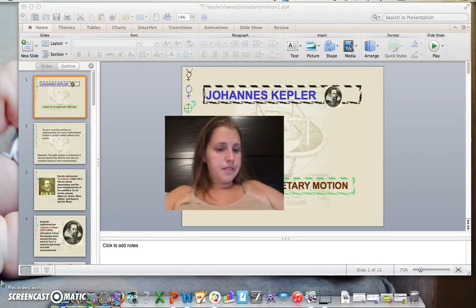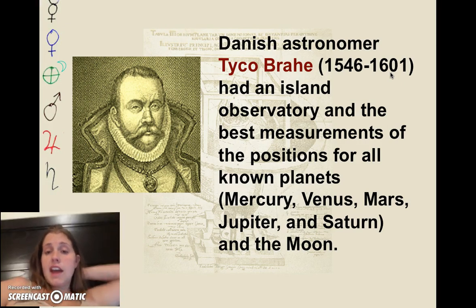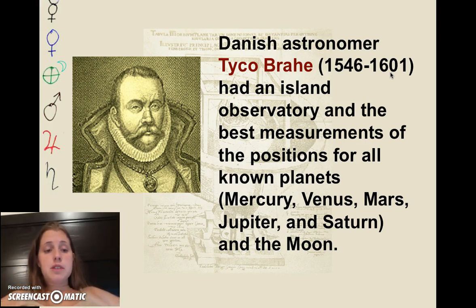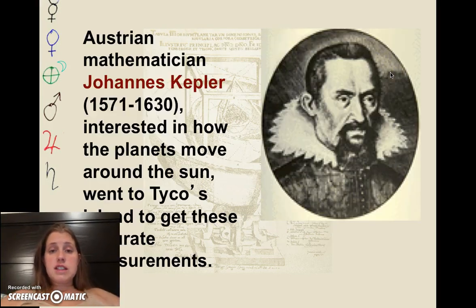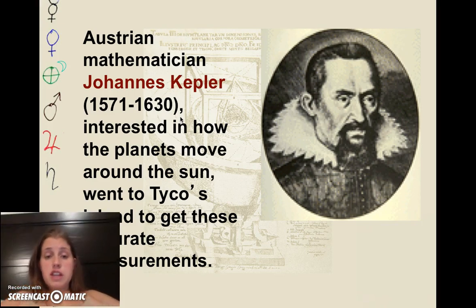So we'll start here. Danish astronomer Tycho Brahe, 1546 to 1601, had an island observatory, and he was able to get the best measurements of all the positions for the planets as well as the moon through his observatory. He took on an assistant, an Austrian mathematician, Johannes Kepler, who was interested in how the planets moved and went to Tycho's island in order to get more accurate measurements and really to assist and learn from Tycho Brahe.